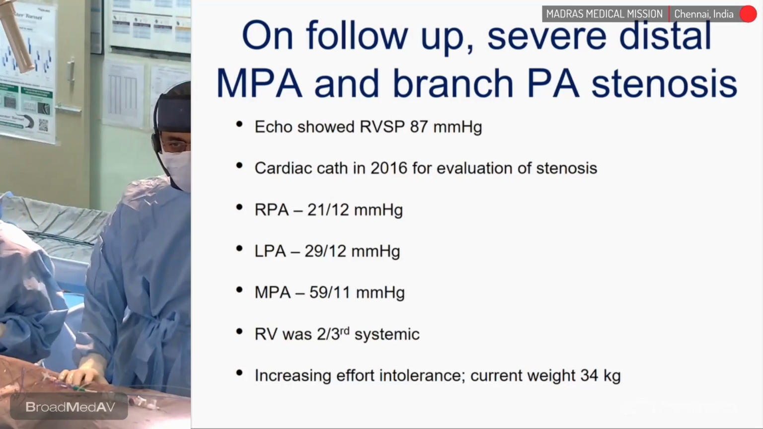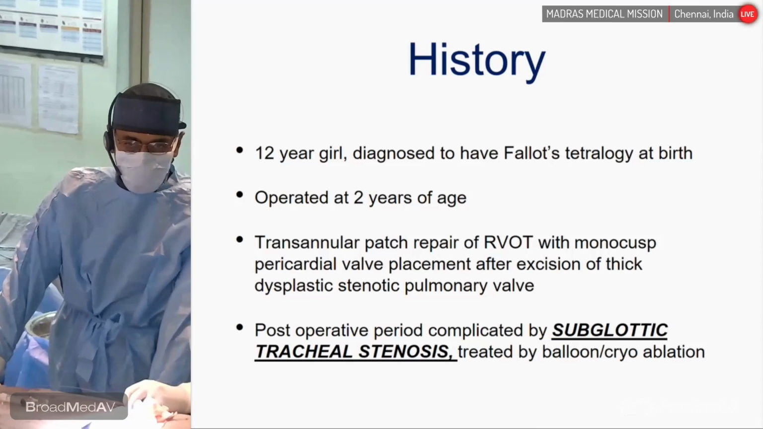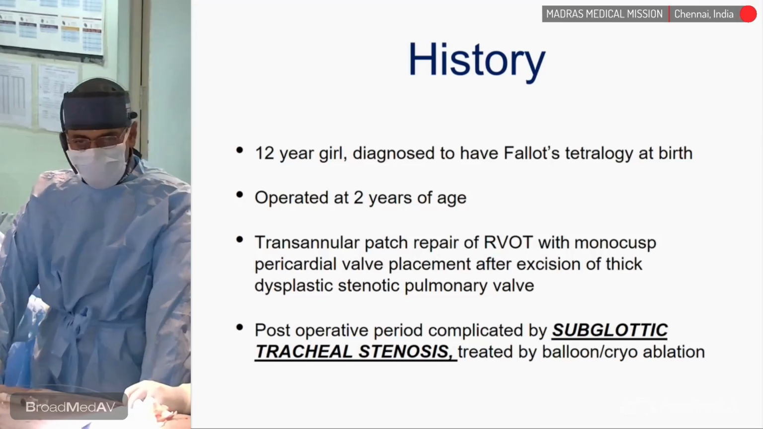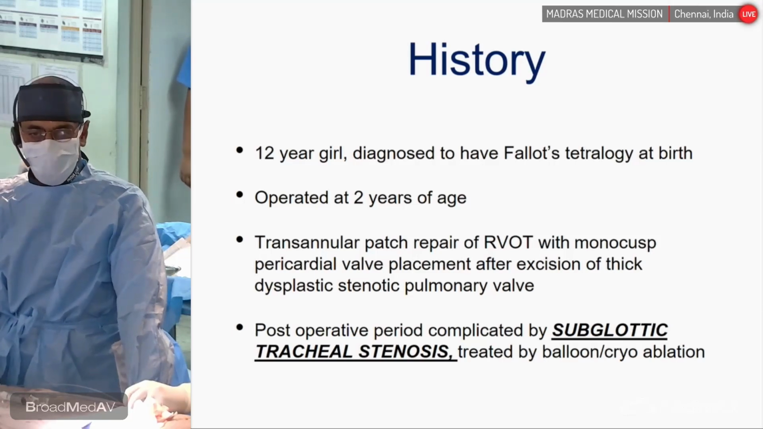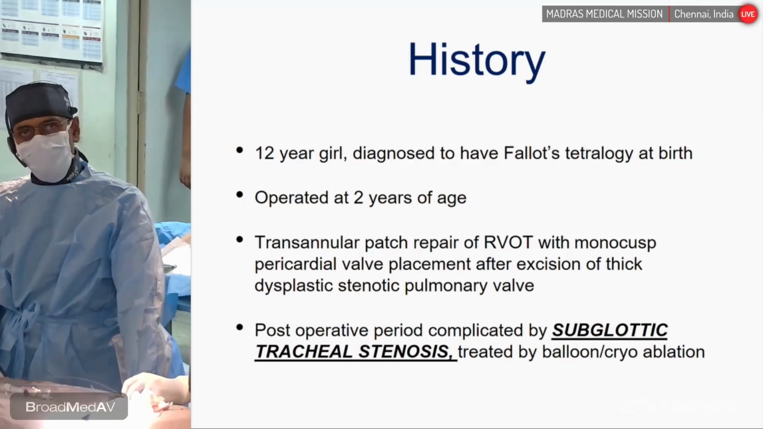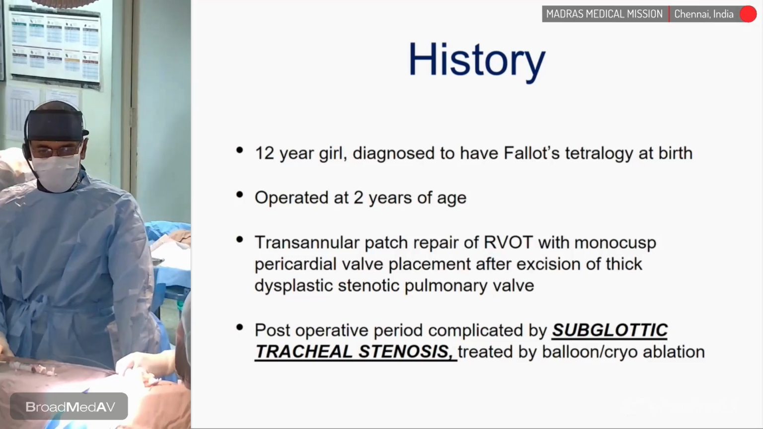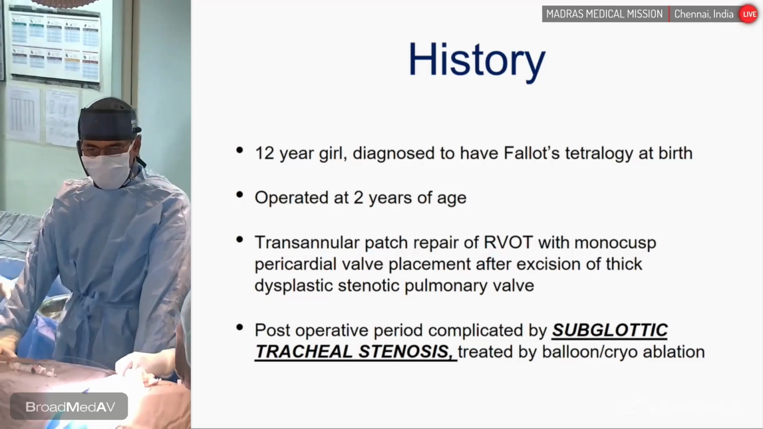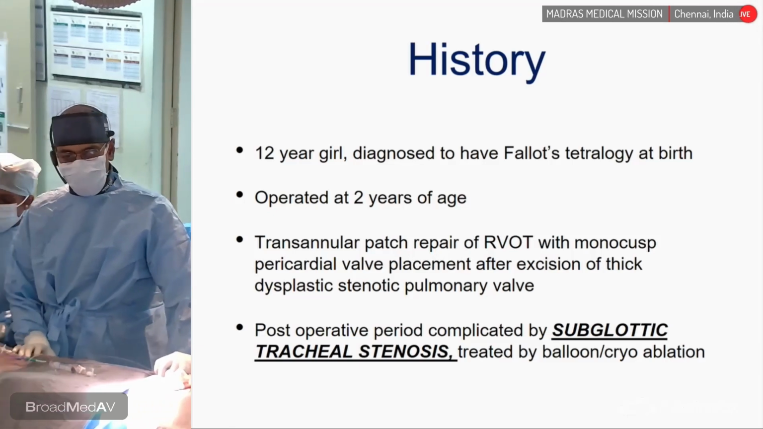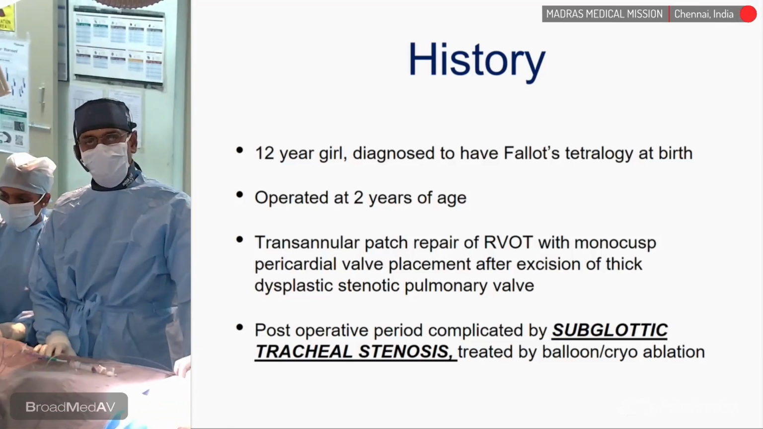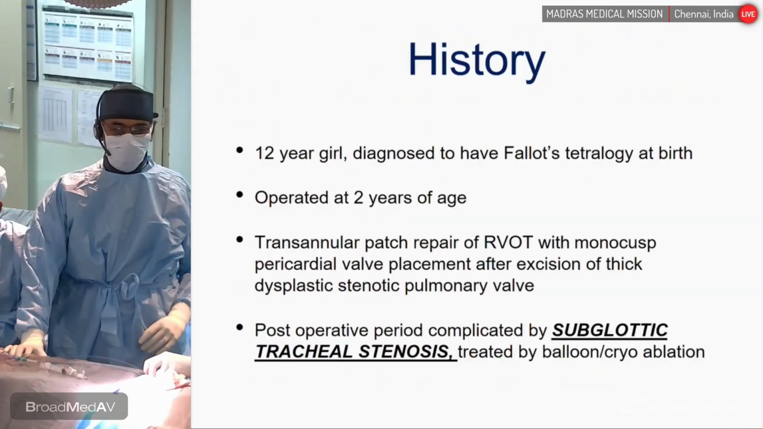This 12-year-old girl was diagnosed to have Fallot's tetralogy at birth. She got operated at 2 years of age with a transannular patch repair of the right ventricular outflow tract. There was a very thick stenotic dysplastic pulmonary valve which had to be excised completely. And then the surgeon placed a monocusp pericardial pulmonary valve. He hand fashioned a monocusp pericardial pulmonary valve.